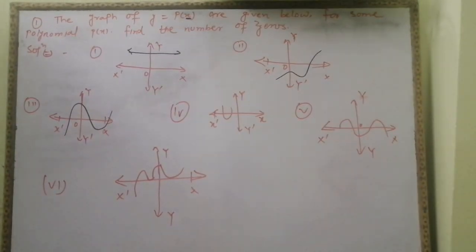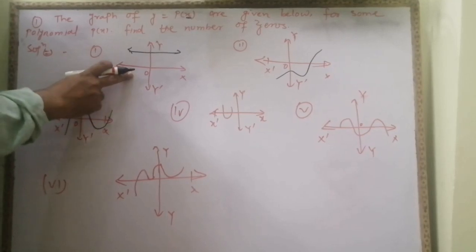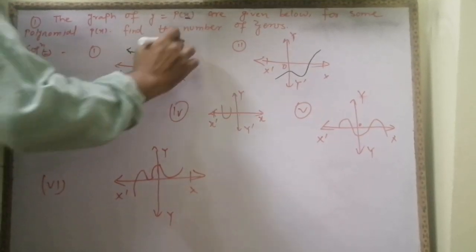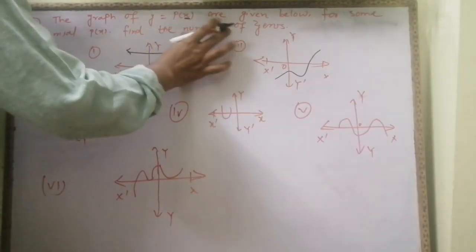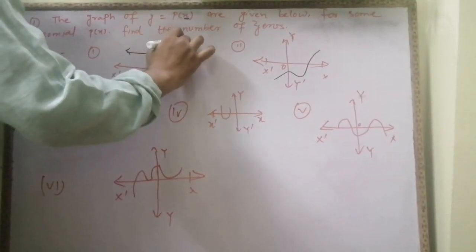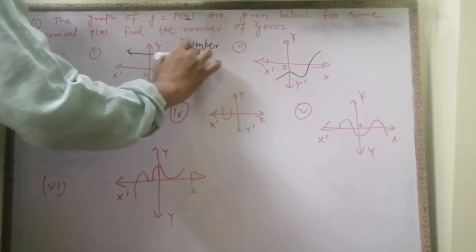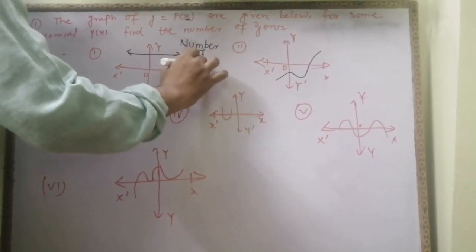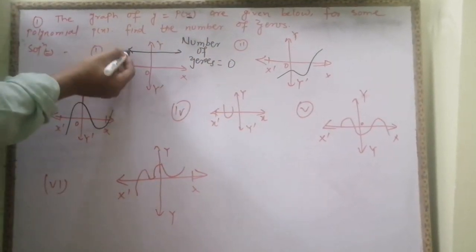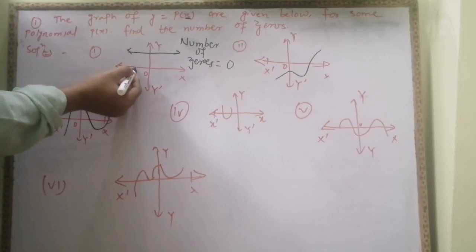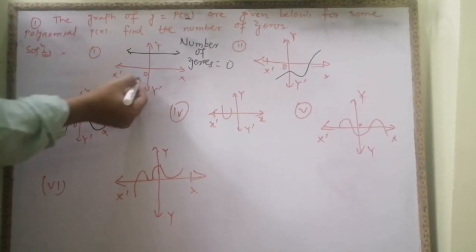Here you can see that this line does not touch the x-axis, so I can write that in this case the number of zeros is equal to 0. Why? Because the line does not cut the x-axis anywhere. It is parallel to the x-axis and does not cut it.